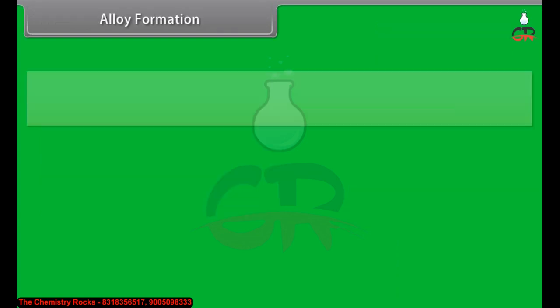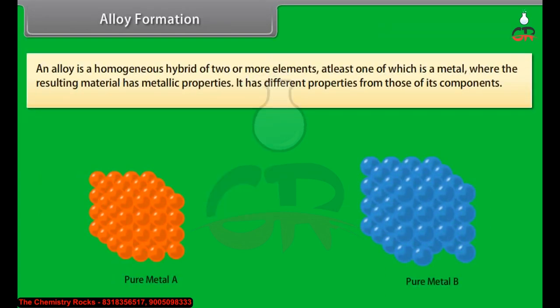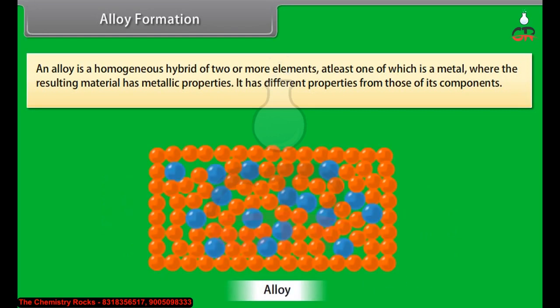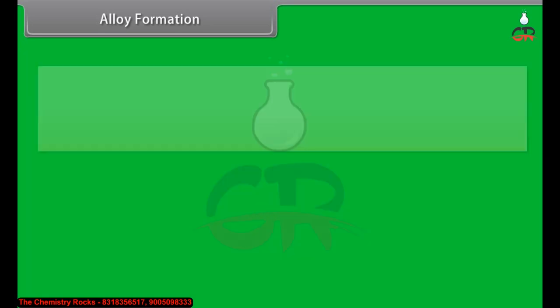Alloy formation. An alloy is a homogeneous hybrid of 2 or more elements, at least one of which is a metal, where the resulting material has metallic properties. It has different properties from those of its components.